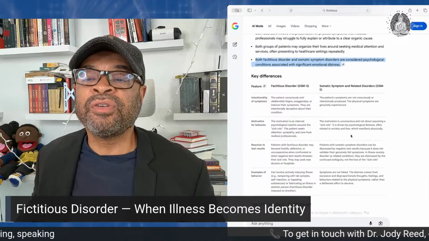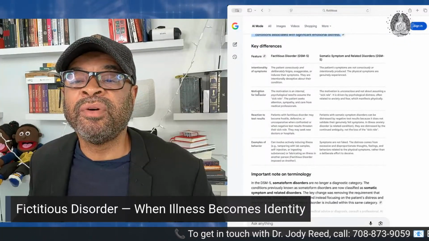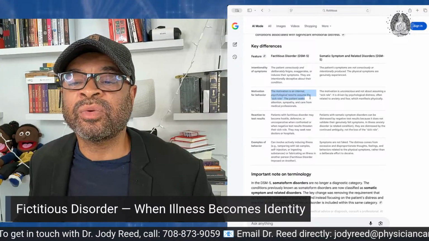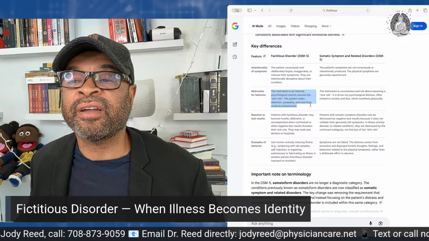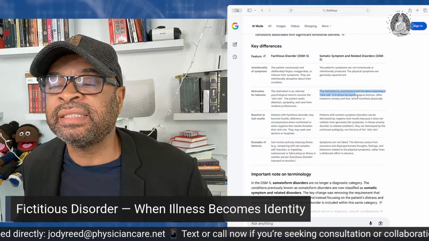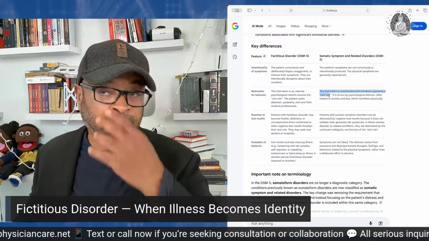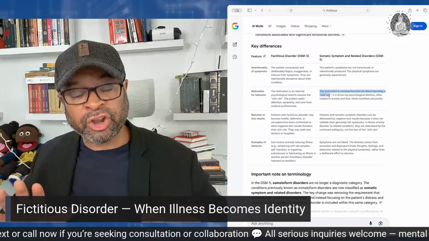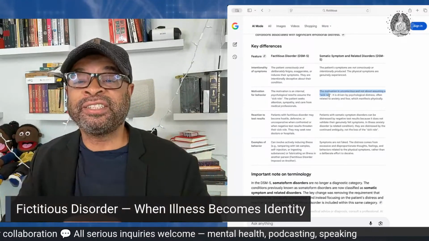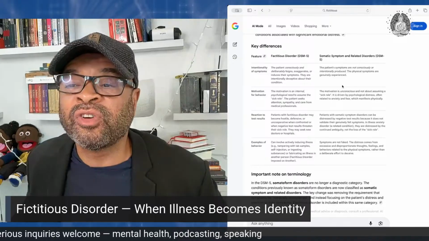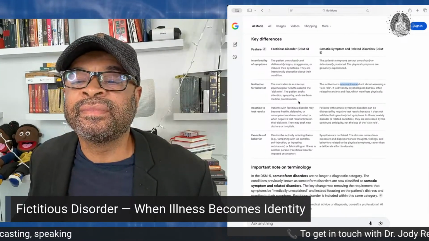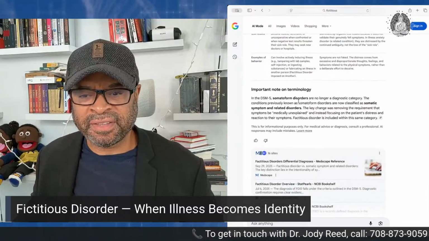So, motivation for behavior: in factitious disorder, the motivation is internal, psychological, and assumes the sick role. The patient seeks attention, sympathy, and care. In somatoform, the motivation is unconscious and may not assume a sick role, right? Because remember, with a somatoform disorder, they can internalize the psychological pain and distress, and it appears as real pain and discomfort. So the somatic symptoms are unconscious, right? I think that's the difference between the two.